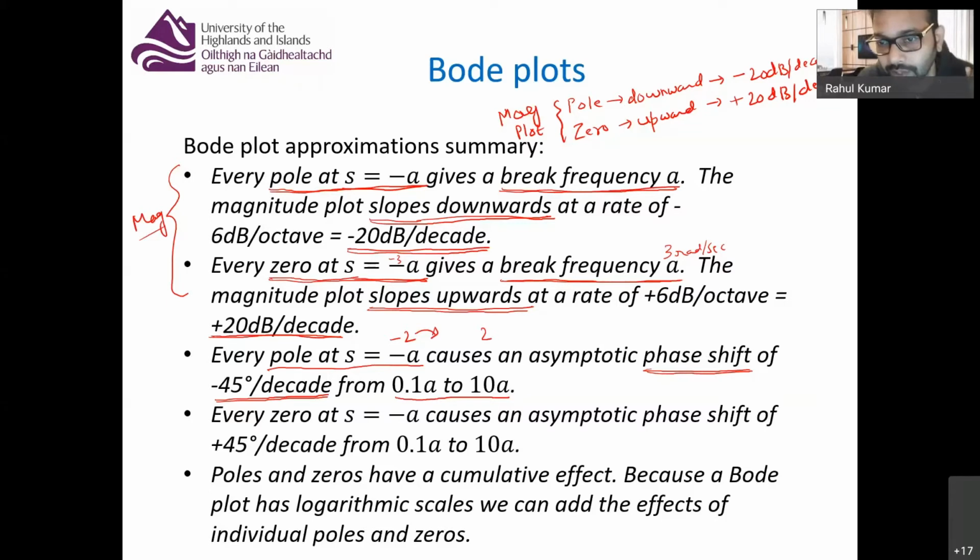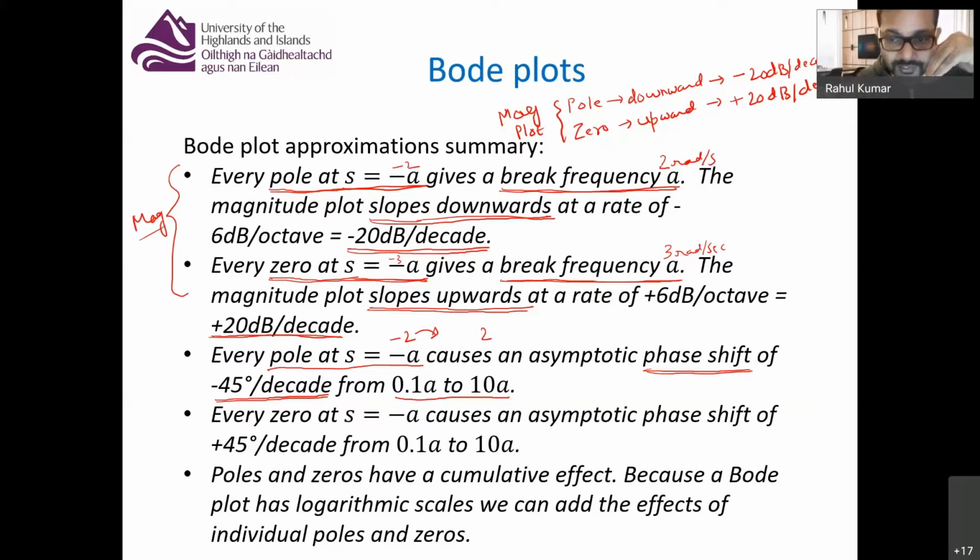So let's say you have a pole at minus 2. As soon as you reach the break frequency, 2 radians per second, your slope, which was going straight, will decrease, or move in the downward direction at a rate of 20 dB per decade. That was about the magnitude plot.